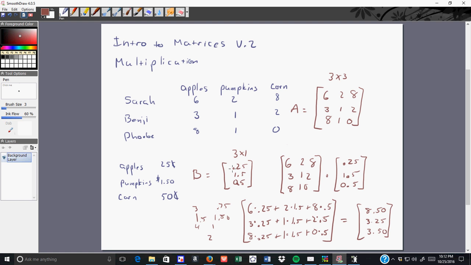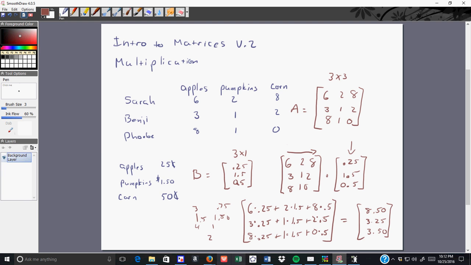So if you take a look, what this actually means is Sarah ended up spending $8.50. Benji spent $3.25 for all of his items, and Phoebe spent $3.50 for her items. And that's why matrix multiplication is useful, because you can have huge groups of data and the value of this data, and you can multiply them together. And the key is, remember, you're multiplying the rows by the column, and then you add them all up.